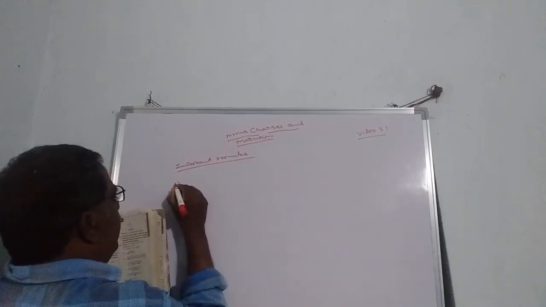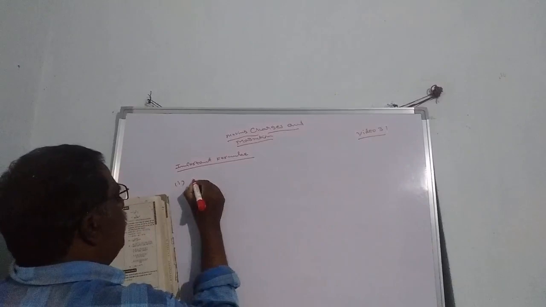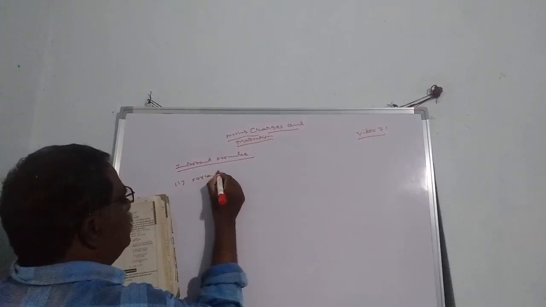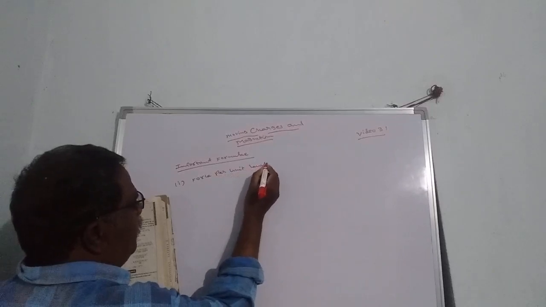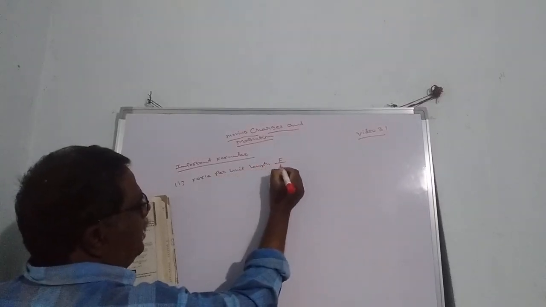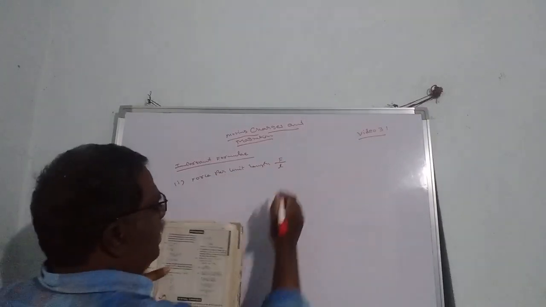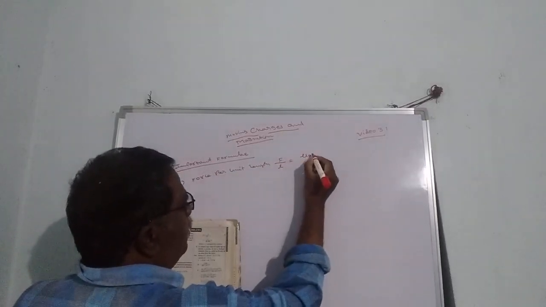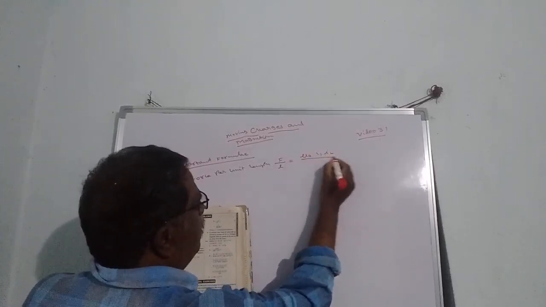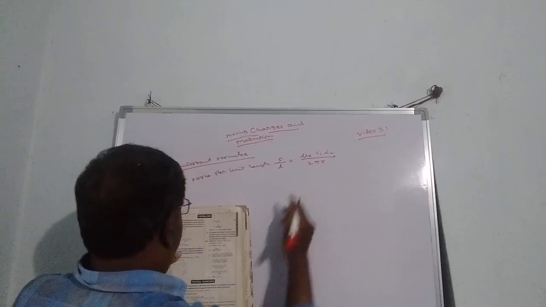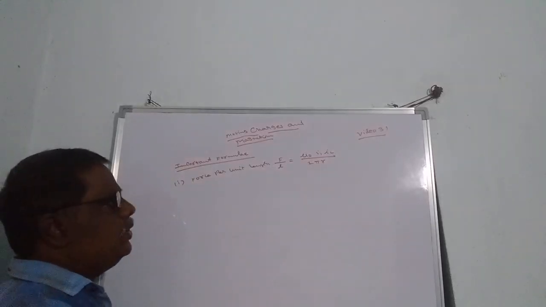Formula. Write down the first formula: force per unit length. How to calculate force per unit length? Generally, force is denoted with F and length with L. F by L is equal to mu naught I1 I2 by 2 pi r. Here I1 and I2 are currents.